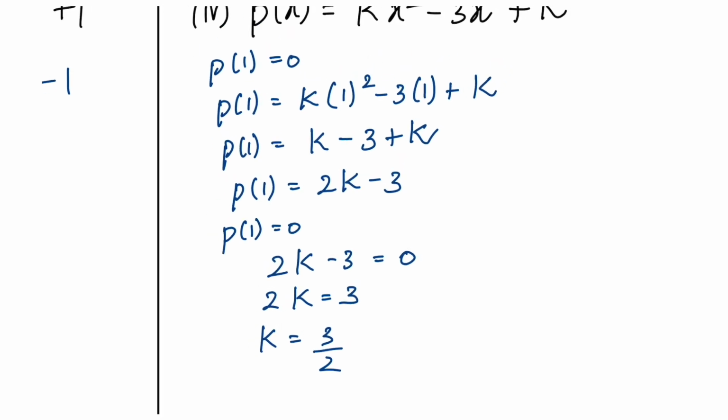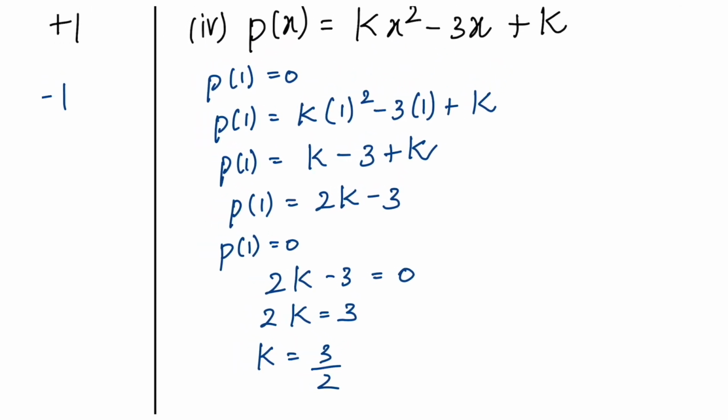Dividing by 2 on both sides, or in other words, bringing the 2 to the other side, it becomes division. Here we have it as multiplication, so 3 by 2. So k is equal to 3 by 2, and that is the answer to the subdivision.